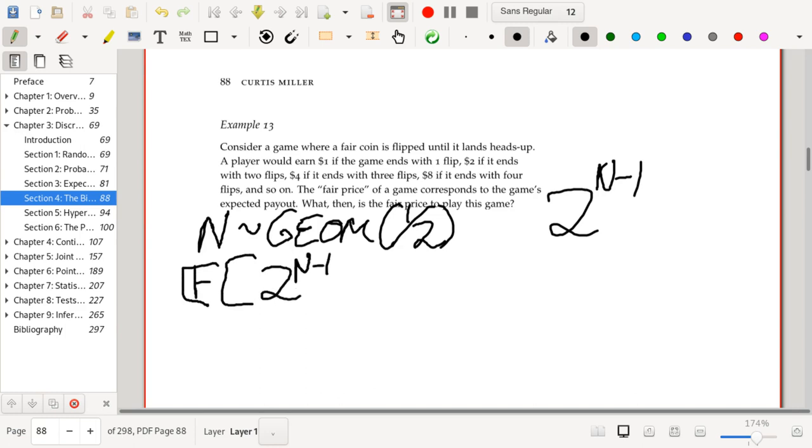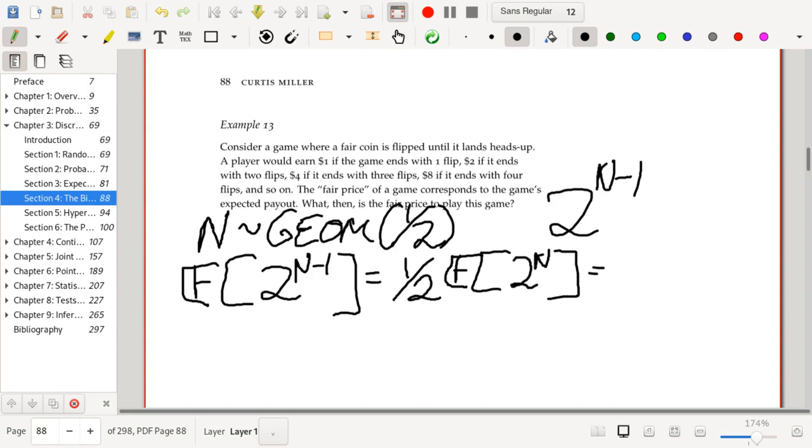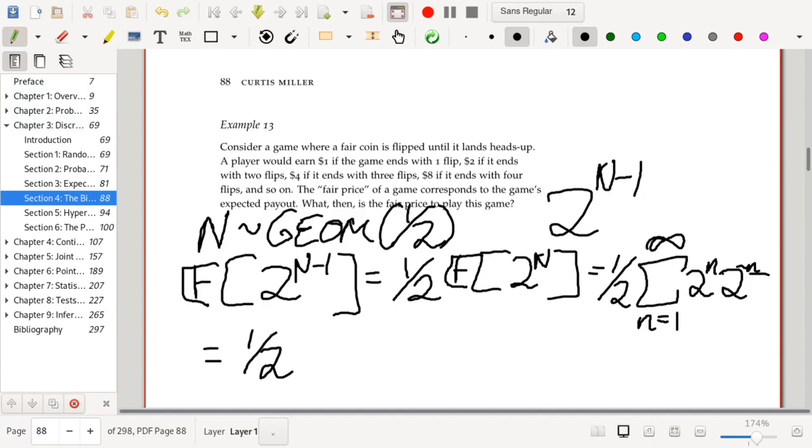Which we can make our lives a little bit easier by saying that this is 1/2 times the expected value of 2 to the power n. And we know how to compute the expected value of 2 to the power n. So we'll say this is 1/2, and we have the sum from n equals 1 to infinity, 2 to the power n, and then we write down the probability mass function for the geometric random variable, which is 2 to the power negative n. That's the same thing as 1/2 to the power n. So n minus n, that's going to be 1. So this is 1/2 times the sum from n equals 1 to infinity, 1, which is equal to infinity. This game has infinite value.